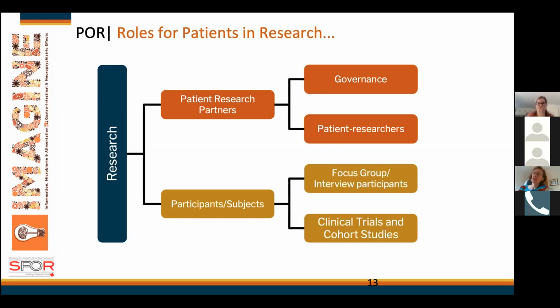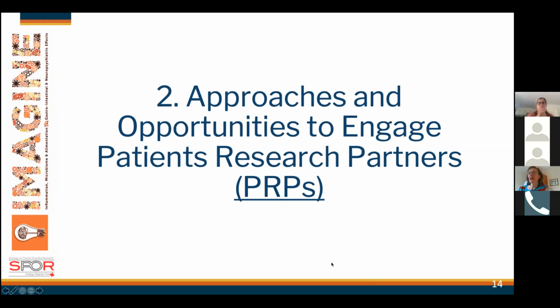But in Imagine and in many other research these days, patients are partners. They're part of the governance, and in Imagine we have this. And they're also part of our team in terms of thinking about our research, improving our research, and also generating ideas for research and working with us throughout that whole process. Next slide, please. So now I'm going to hand over to Sandra, and she's going to talk about those examples and opportunities and approaches to engage patients.